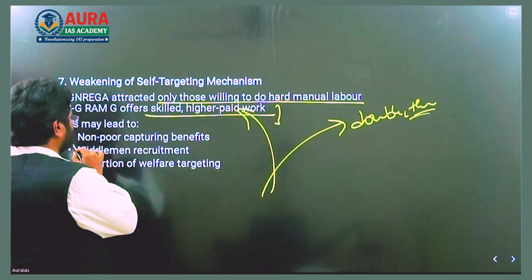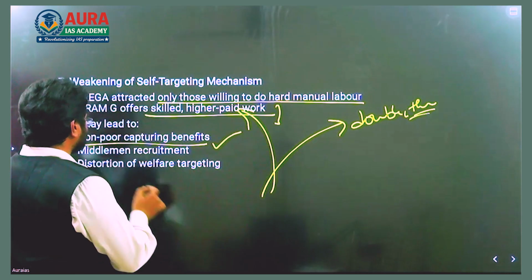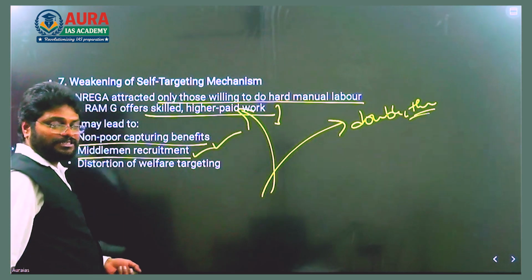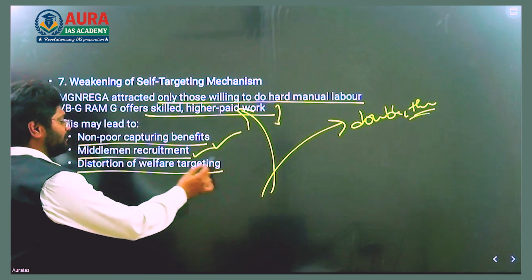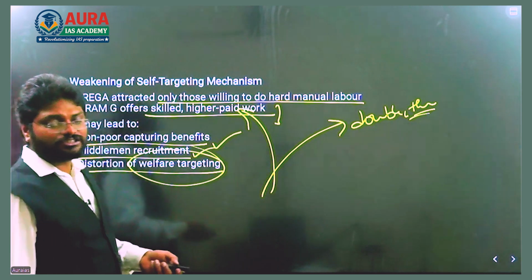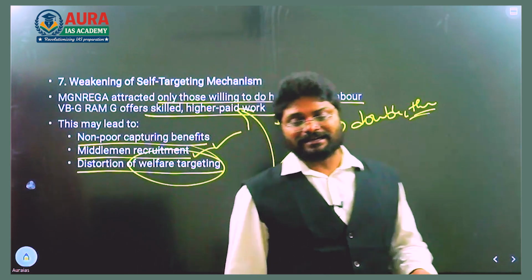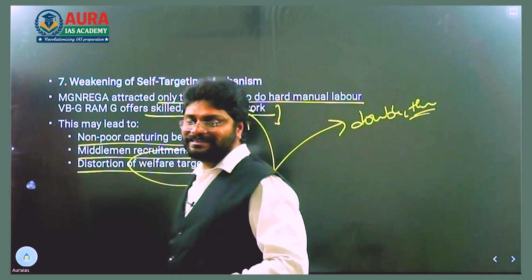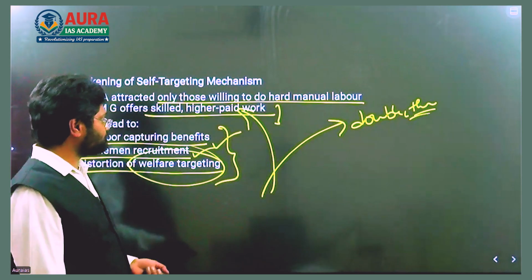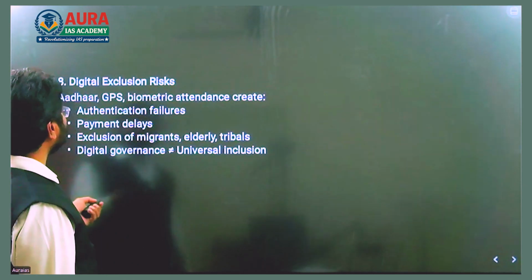So the non-poor capture more benefits, and middleman recruitment of skilled persons becomes the new avenue, a distortion of the welfare targeting. Those destitute and poor persons may not get sufficient wages because the work requires skilled and high-paid labor. So the next one is digital exclusion.